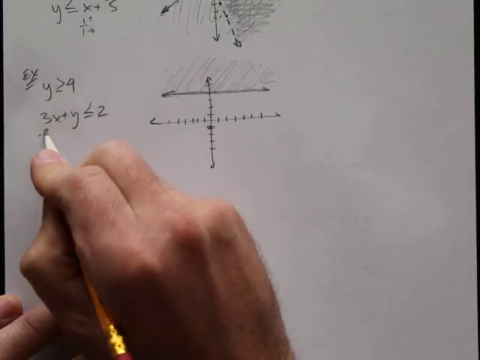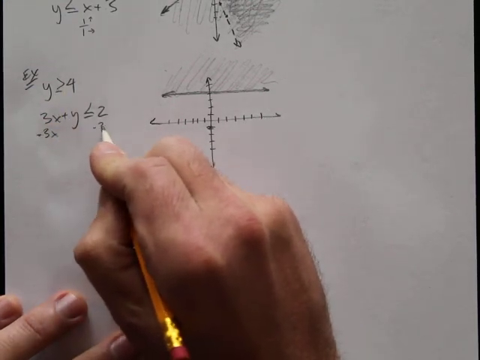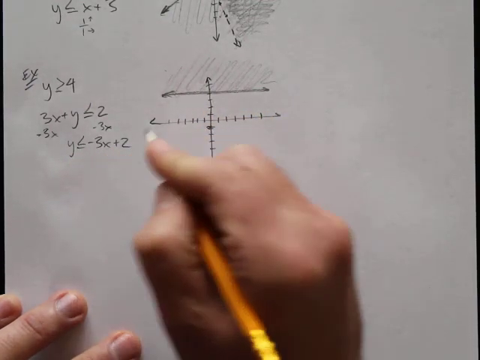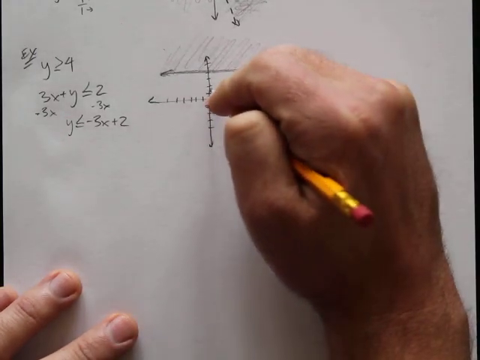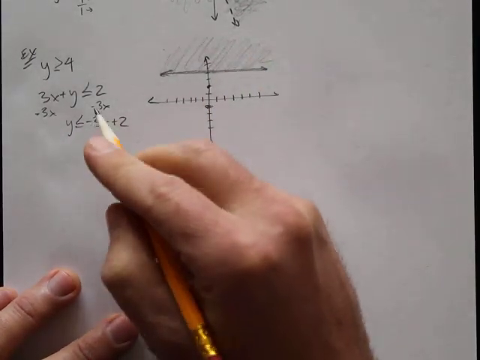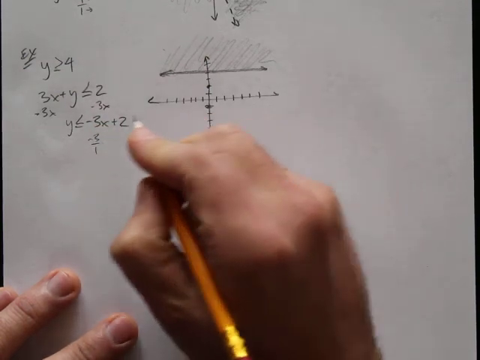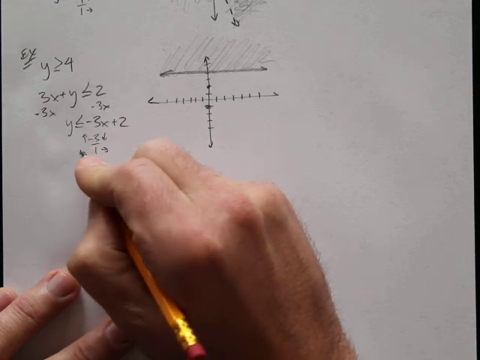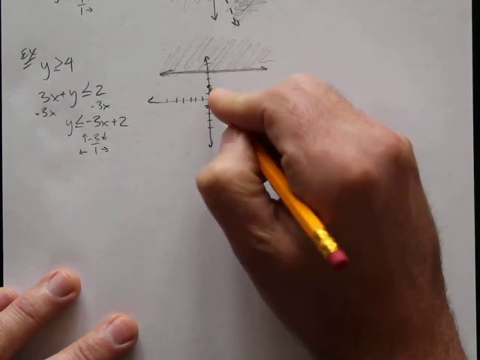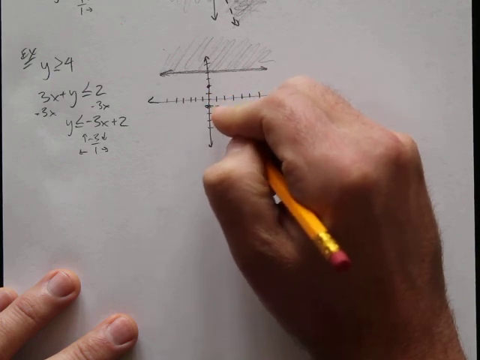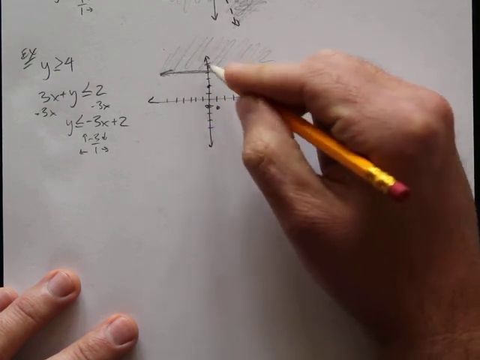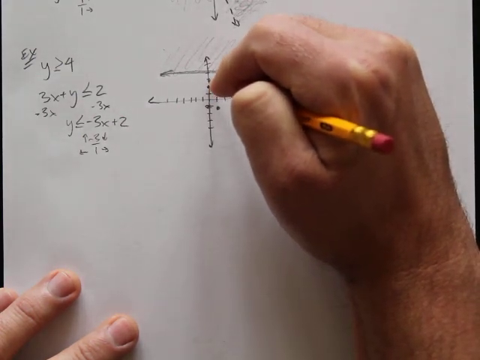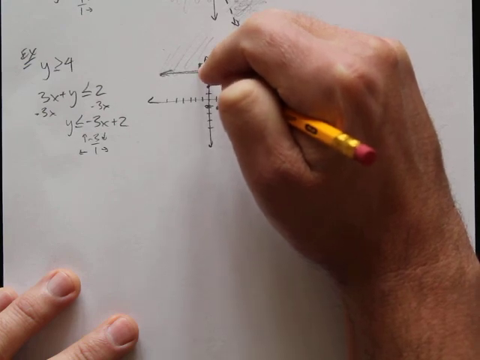In order to graph this, I'm going to change it to slope-intercept form, so I need to subtract 3x from each side. Y is less than or equal to -3x plus 2. Now I'm going to go up 2. There's my y-intercept. And then my slope is -3/1. So down 3 to the right 1, or up 3 to the left 1. Because those are both the same. So if I go down 3, 1, 2, 3 to the right 1, then you can see I'm not going to intersect up here. So I'm going to go up 3, 1, 2, 3, to the left 1. So there's my point there.